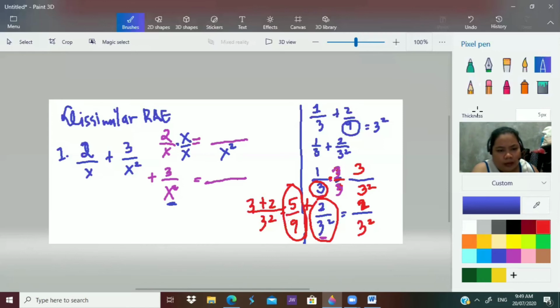Kung mapapansin nyo, itong x squared dito ay parehas na dito. So therefore, wala na akong gagawin sa second given. So tuloy ko lang. Magiging x squared, tapos ito 2 times x, that would be 2x. At ito, wala na akong gagawin dyan. Kokopyahin ko na lang kasi parehas na ng denominator. So ang mangyayari, magiging 2x plus 3 over x squared.